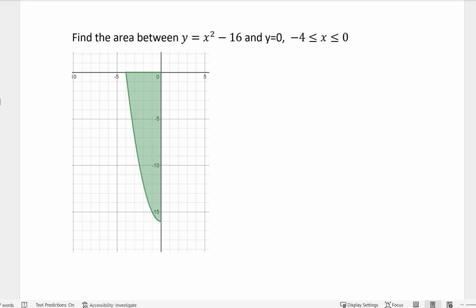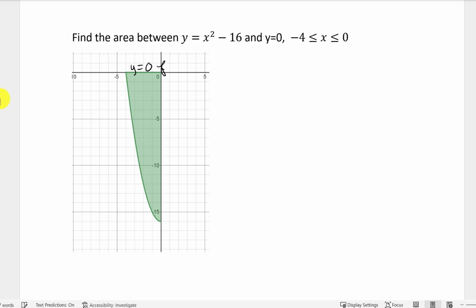So let's look at another example. This time I have y equals x squared minus 16 and y equals 0, and I'm going from negative 4 to 0. When I look at this picture, what I notice is all of the x squared minus 16 is below the x-axis, and this y equals 0 is where I'm starting. So this is y equals 0.